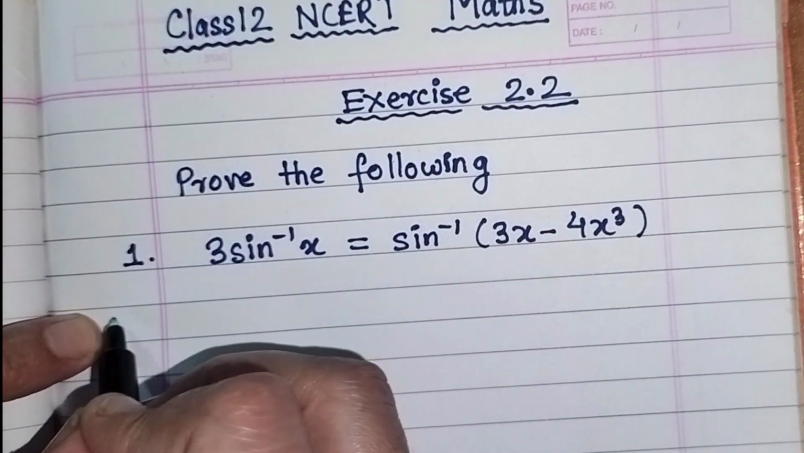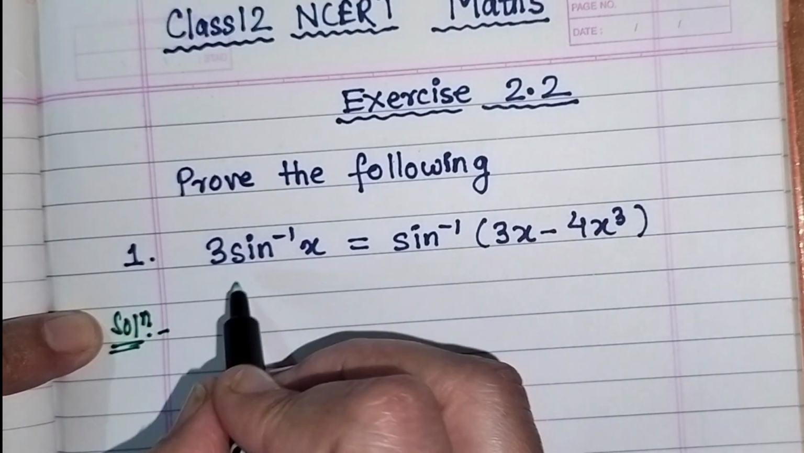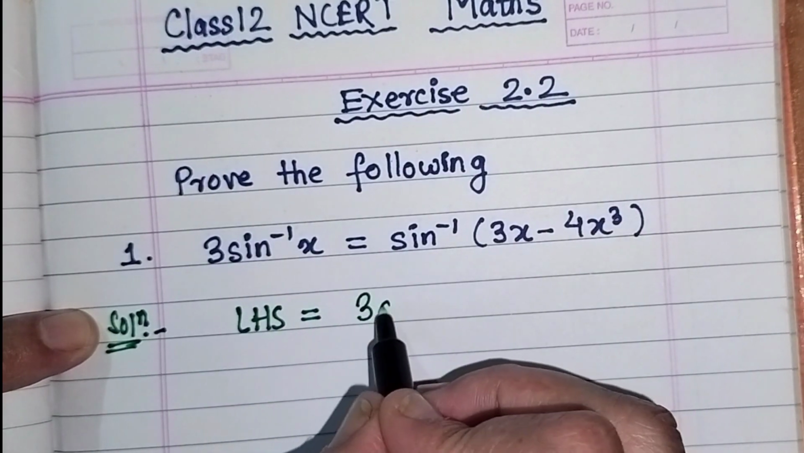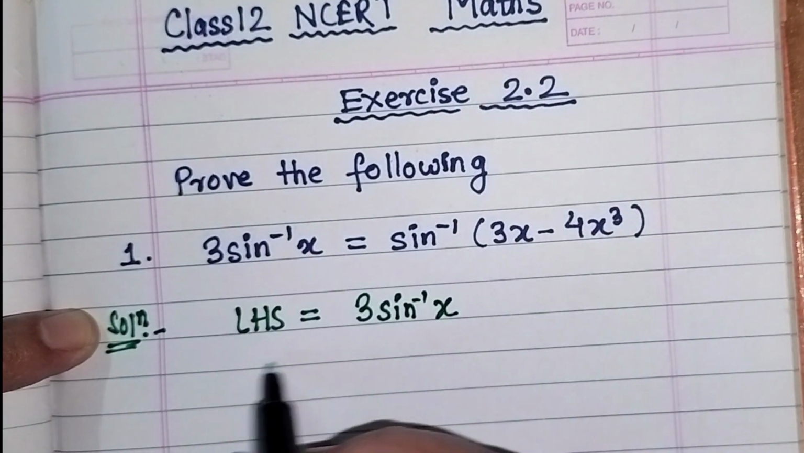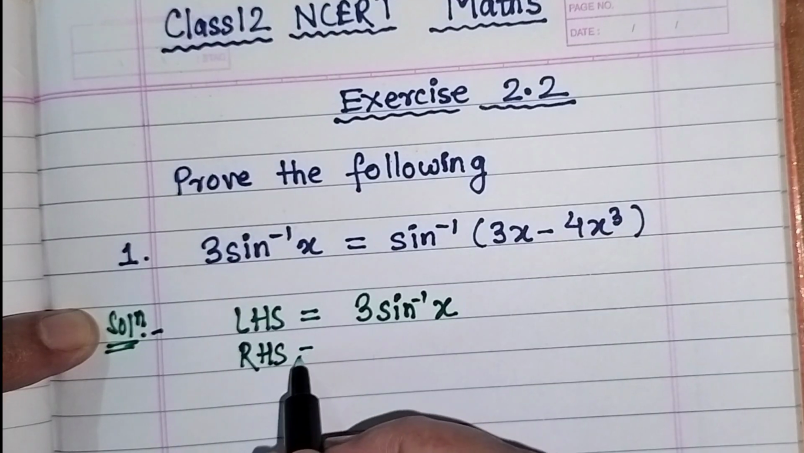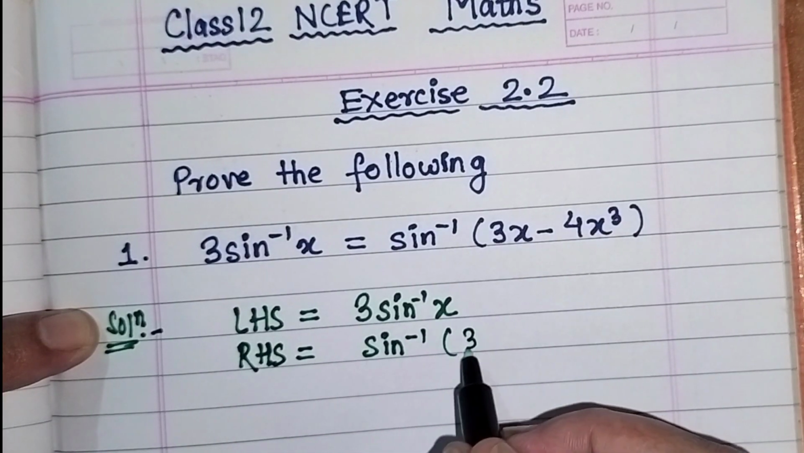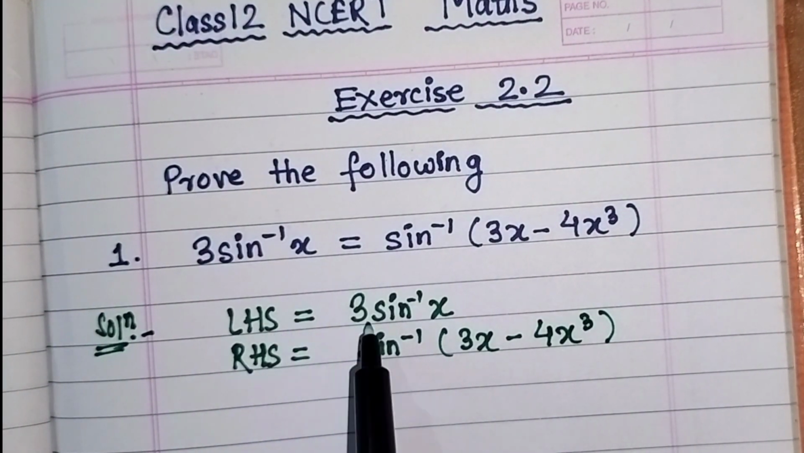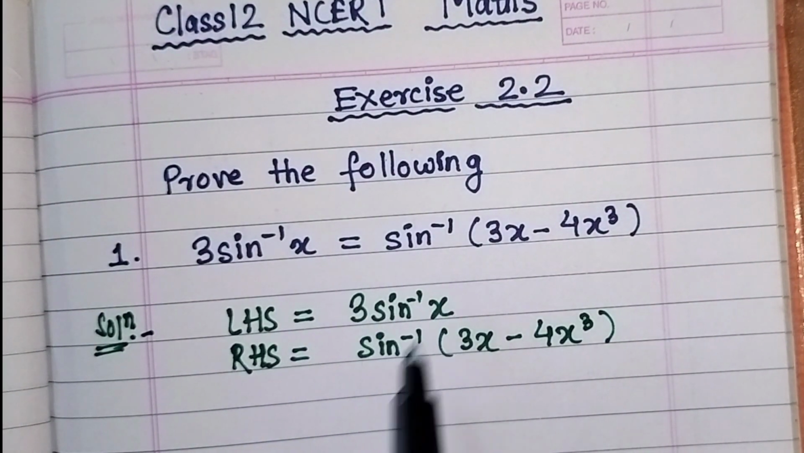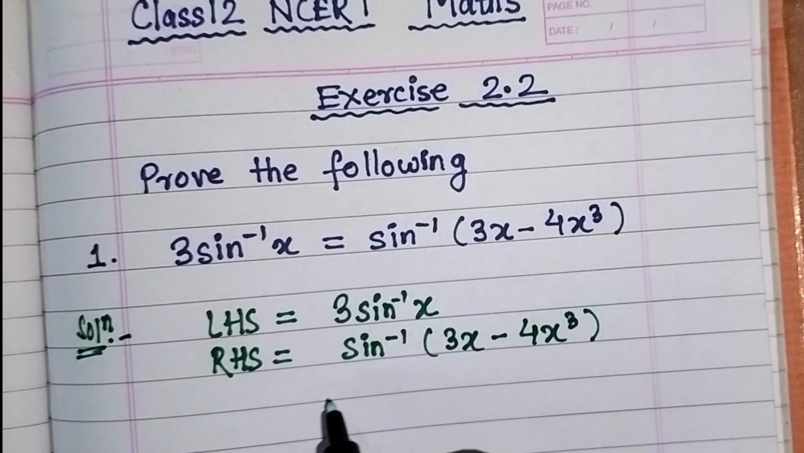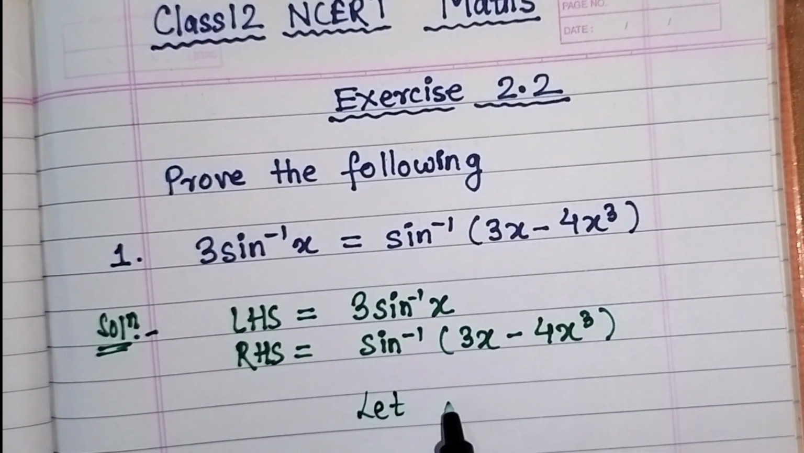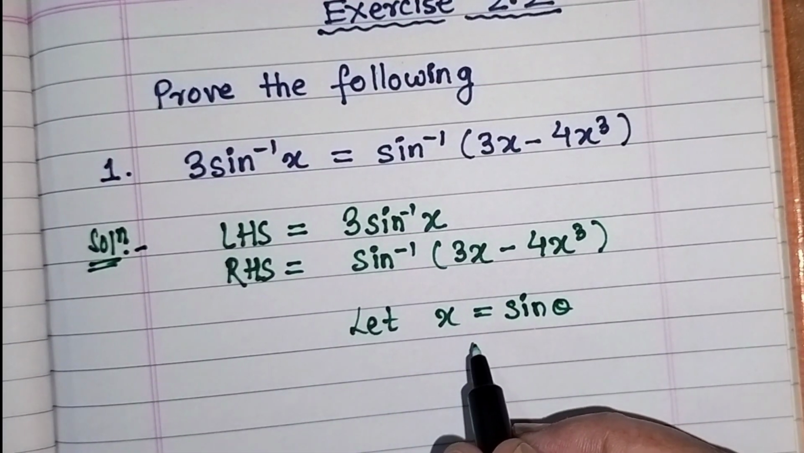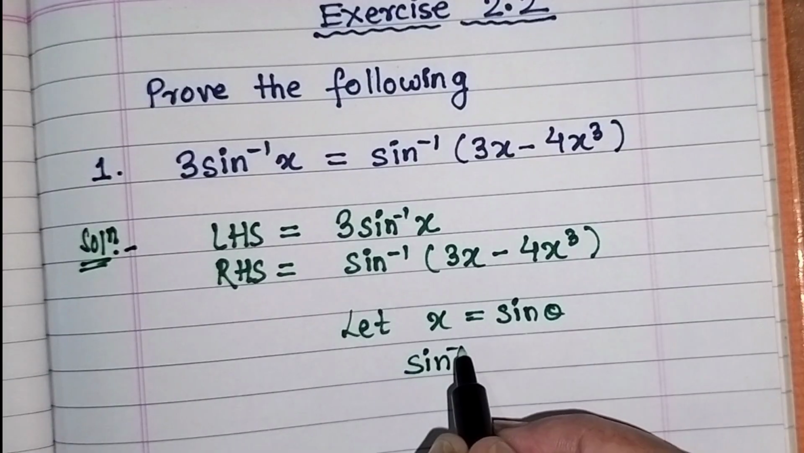Now we will prove this by LHS is equal to RHS, because you have to prove that LHS is equal to RHS. So we will first consider our LHS. It is 3 sine inverse x. What about RHS? Your RHS is sine inverse of 3x minus 4x cube. As you can see, in LHS there is nothing to prove as such, but in RHS we are going to apply the formula. So let us consider, let x is equal to sine theta.